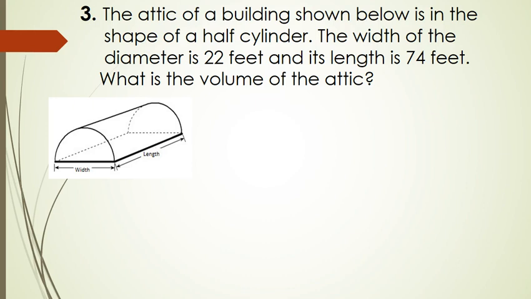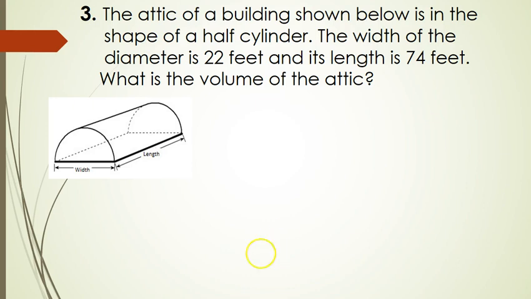As you're working through this video, if you need to pause it and write some stuff down, you need to do that, okay? So number 3, the attic of the building shown below is the shape of a half cylinder. The width of the diameter is 22 feet and its length is 74 feet. What is the volume of the attic?